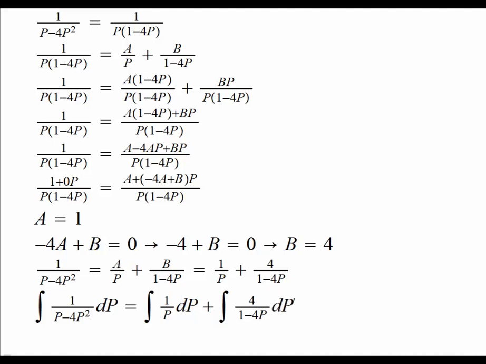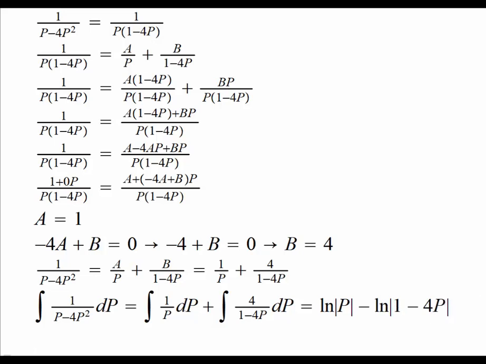And this would be what? The first quantity is ln of P, right? In the second one, if you take 1 minus 4P as another variable W, then 4 dP becomes negative dW. So that would become ln of the absolute value of 1 minus 4P, right?